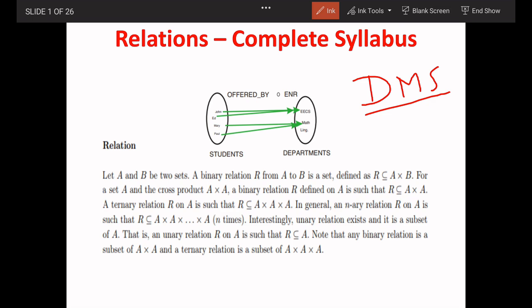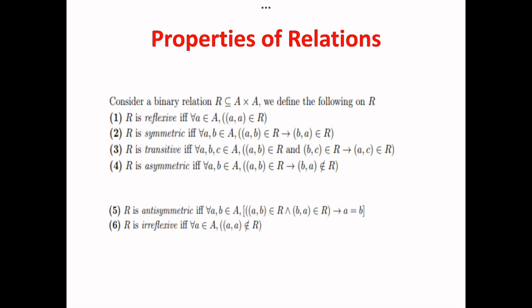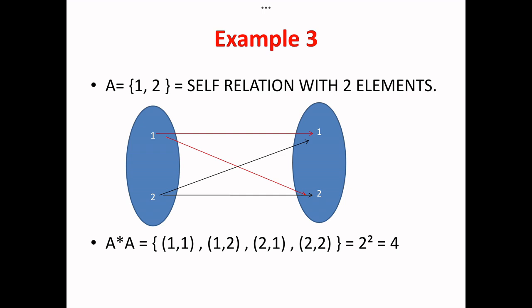So what is the definition of relation? Let A and B be two sets. A binary relation R from A to B is defined as R is a subset of A cross B. So this is the relationship between two sets. Now I will come to this.